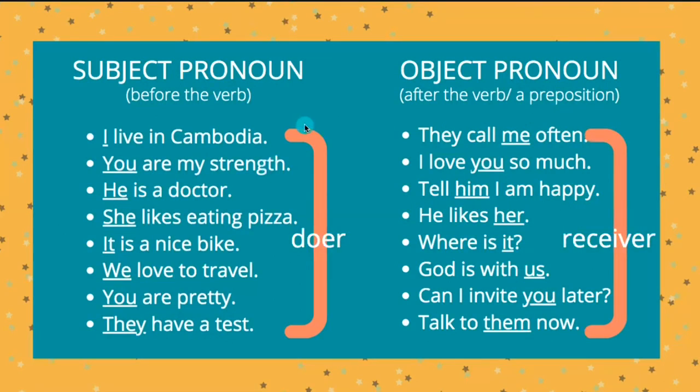Another thing that would give you an idea whether it is a subject or an object, just like what I said earlier when we defined subject pronoun and object pronoun: a subject pronoun is the doer. They do the action in the sentence. And an object pronoun is the receiver. They receive the action in the sentence. So doer and receiver are totally different, and you will be able to identify whether it is a subject pronoun or an object pronoun.